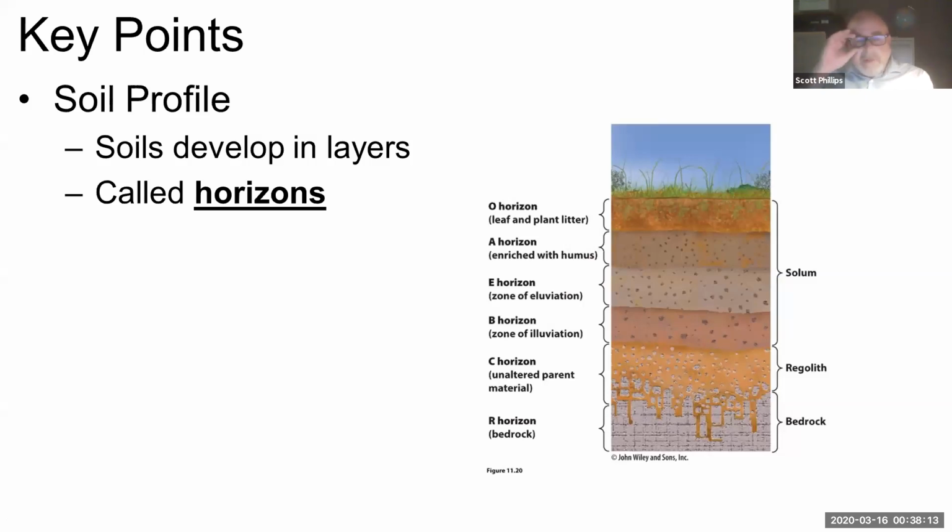Soils also develop in layers, and we call those layers horizons. It goes from the O, which stands for organic, to R, which is the bedrock at the bottom, and the soil is really in between.